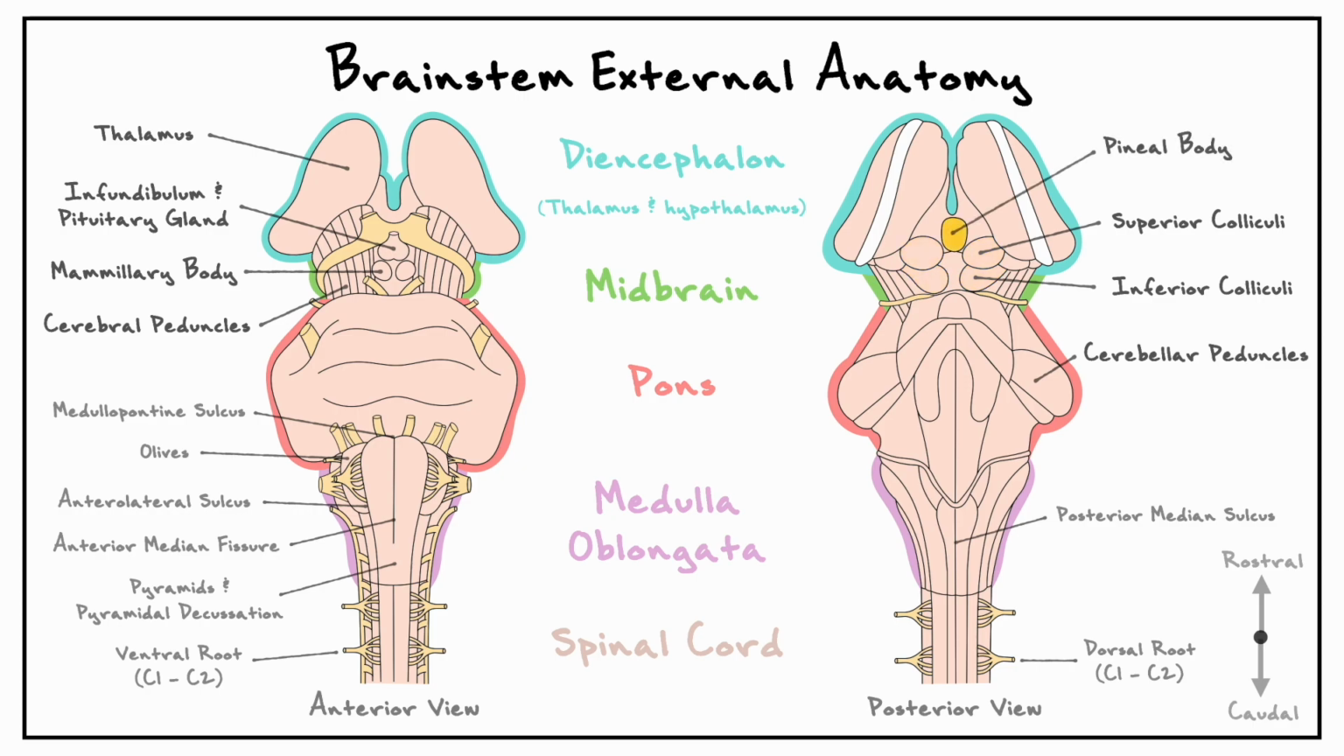Now, although for all of these structures that I've pointed out, I will cover their roles later or in other videos, it's good to see their overall shapes and where they are now, because they will act as good reference points when we consider cross-sections of the brainstem.